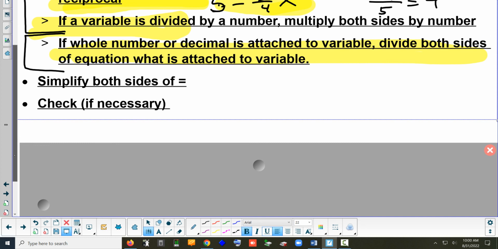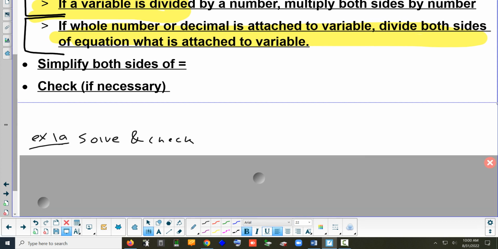All right, so let's try an example. So this is example 1A. It's off to the side on your guided notes, to the right of all the lines where you just wrote stuff. Okay, so first thing I'll do is I'm going to put the problem up, and then I just want to figure out, is this a multiply problem, or is this going to be a divide problem when we try to solve?